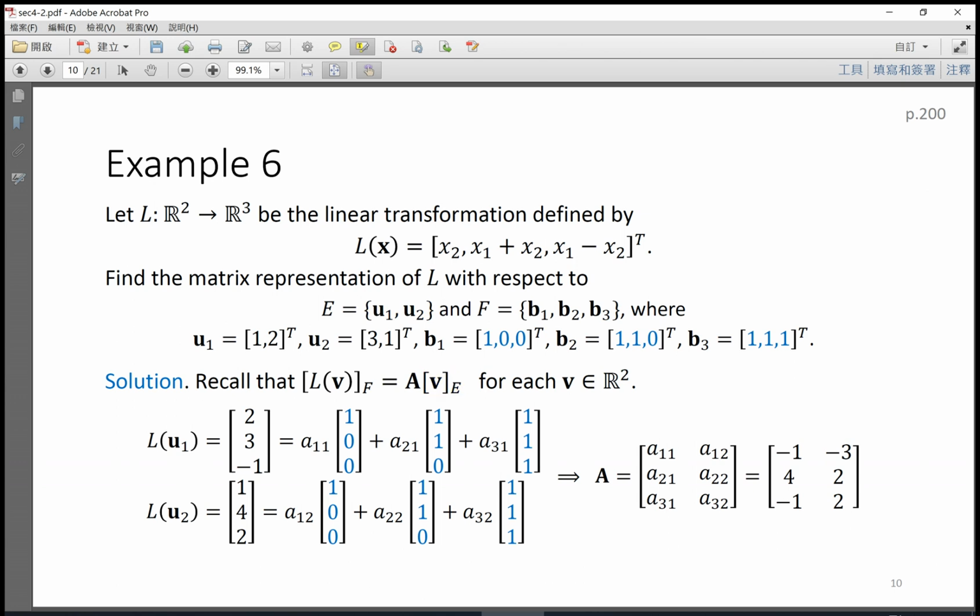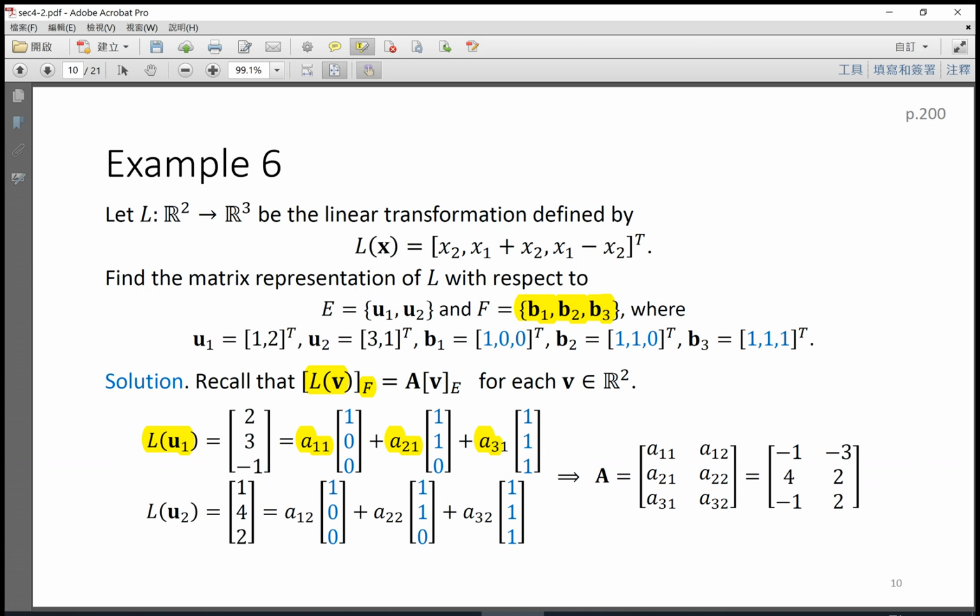First, if we select V as U1, then we need to compute L of U1. Because U1 is 1, 2, we replace x1 with 1 and x2 with 2 and compute L of U1 as 2, 3, 2, 3 minus 1. Then we need to express L of U1 as a linear combination of B1, B2, and B3, because we want to compute the coordinate of L of U1 with respect to F. The coefficients are denoted as A11, A21, and A31.